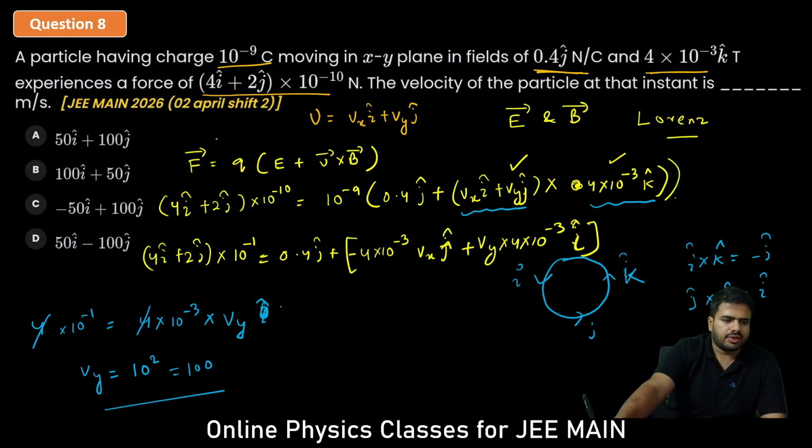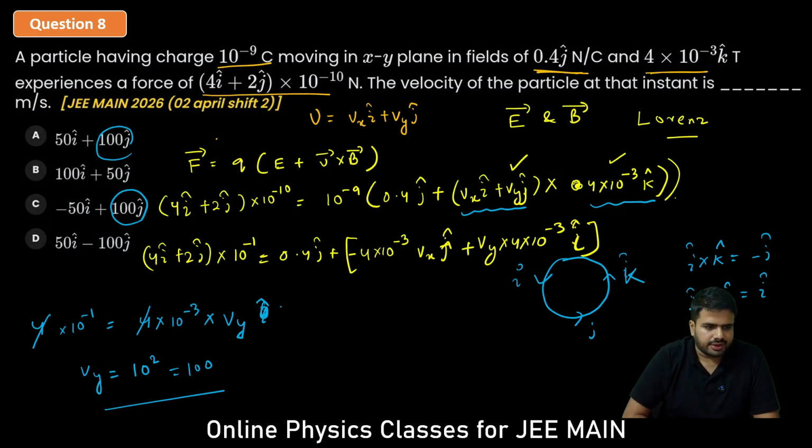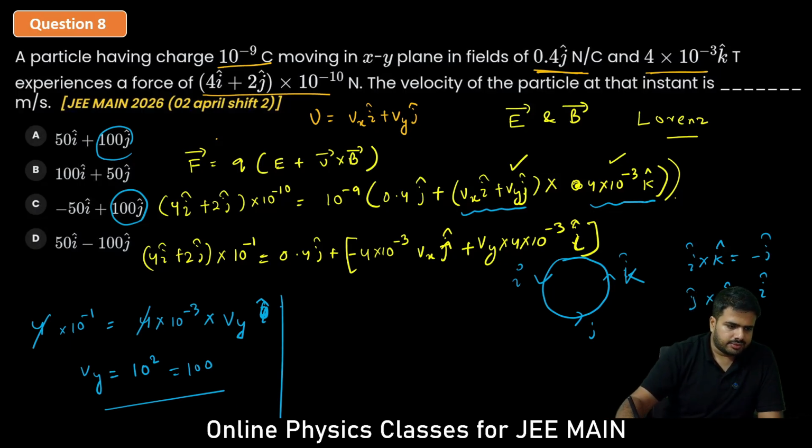So velocity along y-axis we got 100. Here one value is there and here also one value is there. Both the values are 100. Then further, the other component we will also check here.